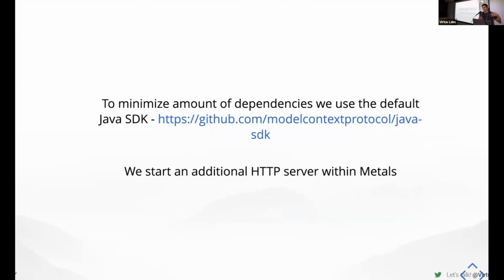But how do we do that? So we have used the official Java SDK. We don't use any Scala SDK, which are available already, because we try to minimize the amount of jars that we download. So we always try to have just the simplest libraries to use, because Metals needs to download all the stuff from the internet. And in some cases, it's always worse to make Metals bigger. And we start an HTTP server that the agents can connect to within Metals.